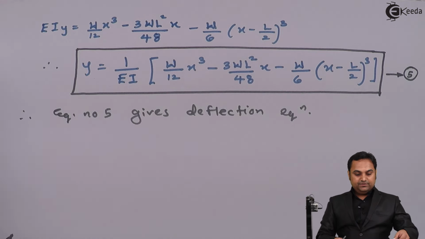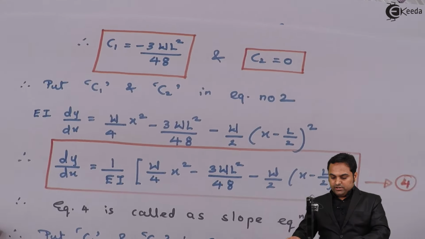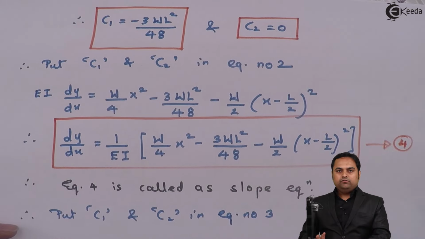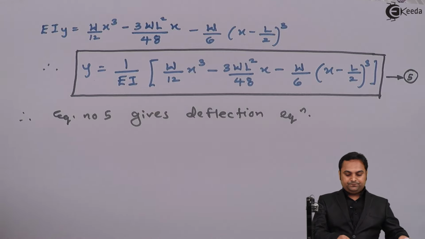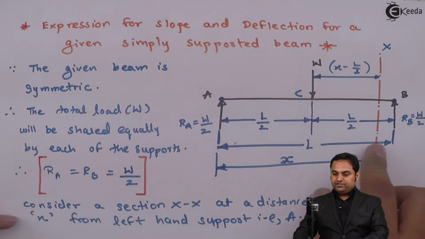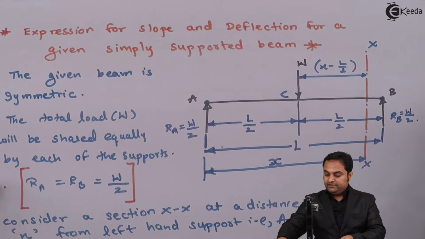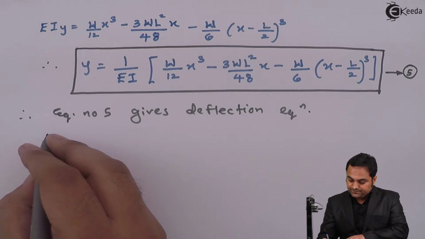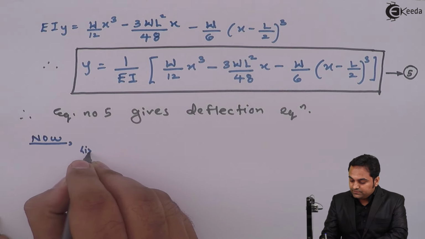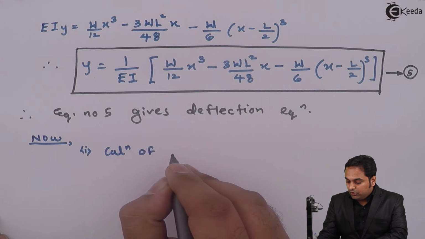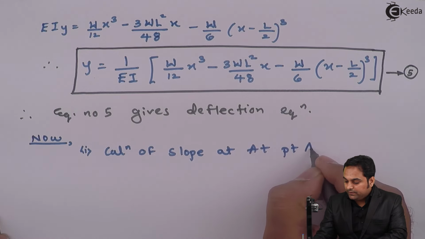Now after reaching here, as we have seen, in equation 5 we get the deflection equation, and in equation 4 we have the slope equation. Now we will find slope and deflection at various points. So the first thing would be, I'll consider the beam which is given, that is the simply supported beam, and find the slope at point A. So the first thing is calculation of slope at point A.